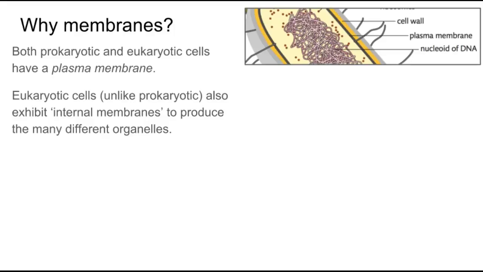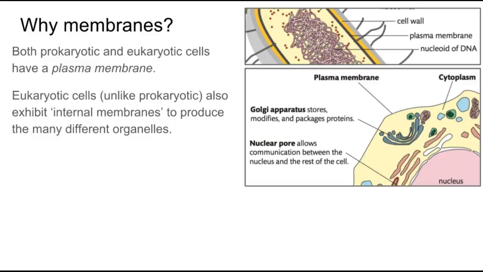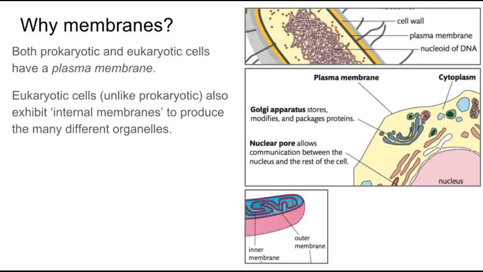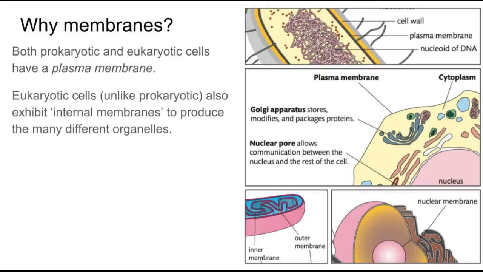These images taken from your textbook help to demonstrate this. So we can see a prokaryotic cell here with a cell wall, but also the plasma membrane. Here is a eukaryotic animal cell, and we can also see the plasma membrane surrounding and enclosing the cytoplasm. And here's a couple of organelles. So we can see the outer and inner membranes that make up the mitochondria. And here is the nuclear membrane and also the rough ER surrounding the nuclear membrane, also made up of membranes.